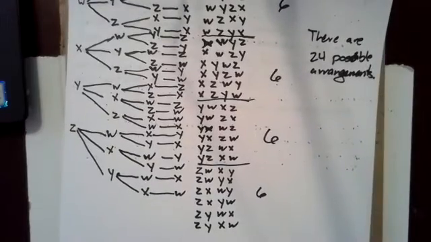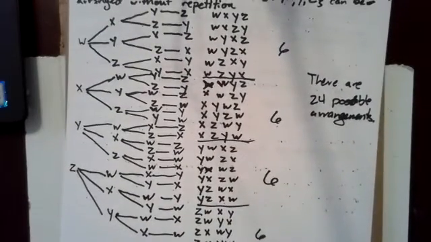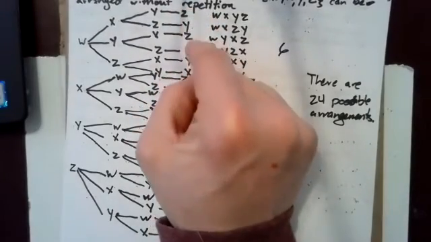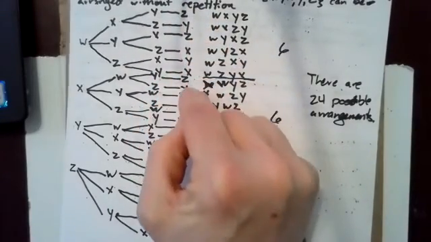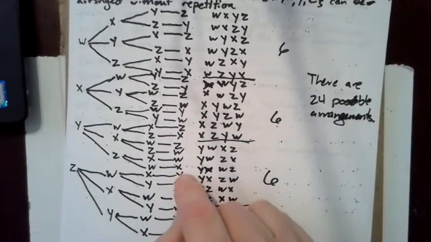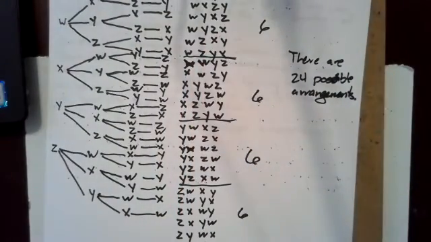And the list of arrangements winds up being a little longer than the tree diagram itself. But there are still, if we look at the end of these branches, 1, 2, 3, 4, 5, 6, 7, 8, 9, 10, 11, 12, 13, 14, 15, 16, 17, 18, 19, 20, 21, 22, 23, 24 possible arrangements. And that matches up with the 6 arrangements starting with each letter.